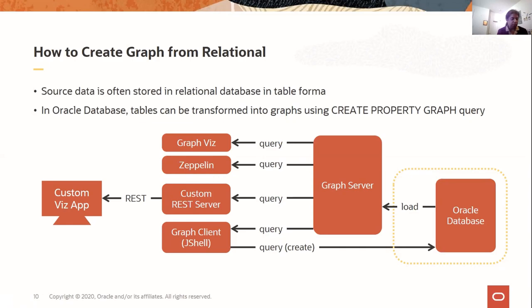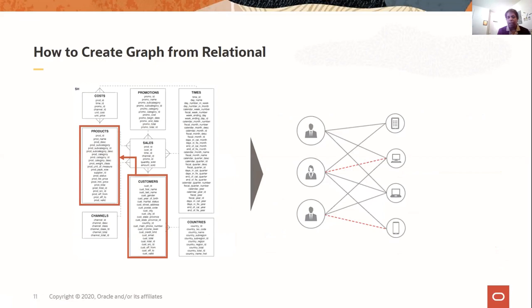So when you're creating a graph from relational tables, and this is a question many people have, they'll say, I have all of this data as tables, how do I create a graph? So looking at, for example, a product recommendation system, you would probably have tables like this. You would have a products table, customers table, sales table, countries that the customers belong to, and so on and so forth.